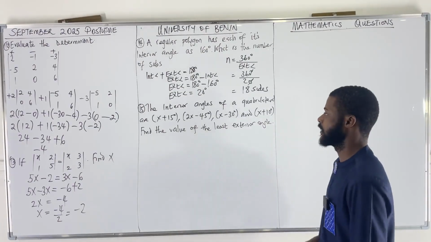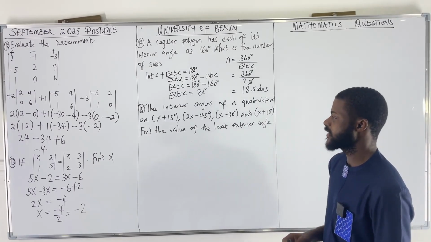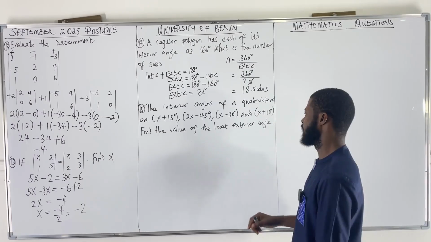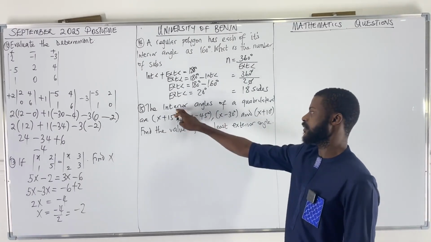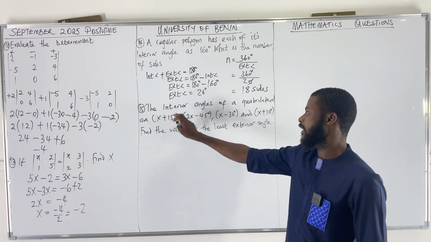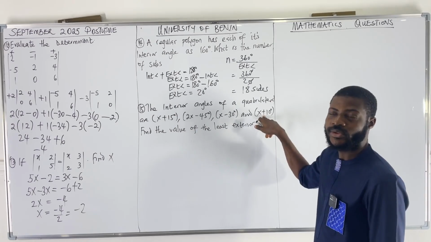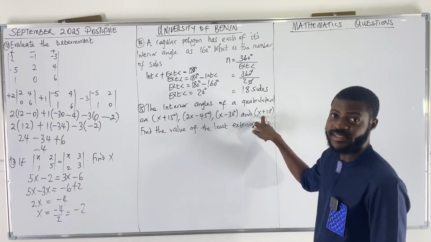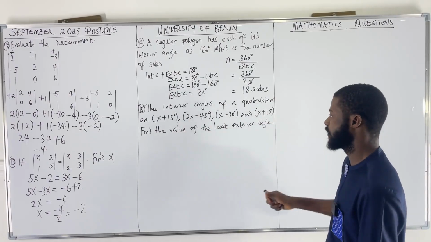Number 15. For this very question, question 15, it says that the interior angles of a quadrilateral are x plus 15, 2x minus 45, x minus 30, and x plus 10. Now, since these are interior angles, so there are angles on the inside, and they are 1, 2, 3, 4. There are 4 angles. So that's a quadrilateral. The sum of angles in a quadrilateral is 360 degrees. So if you add up everything, you're going to get 360.